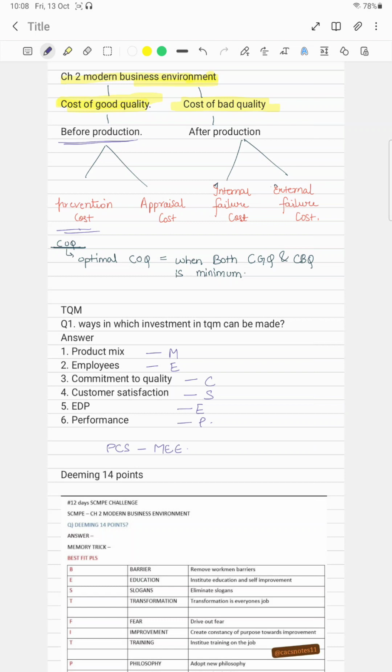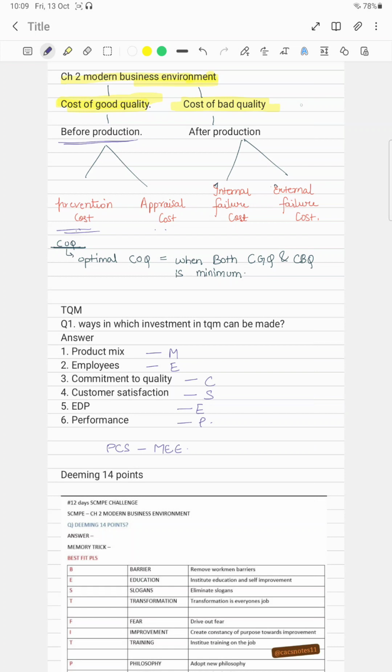Now appraisal cost is also incurred to appraise the quality of the products. So these both are the categories for cost of good quality. Now you need to learn the examples of this also. This is very important in exam. When questions come, they can directly ask you to categorize the expenses into the prevention cost or the appraisal cost.